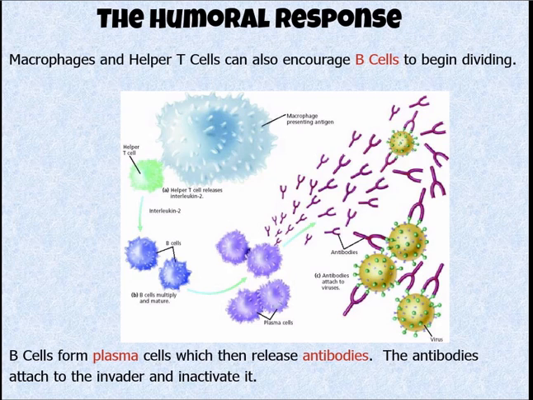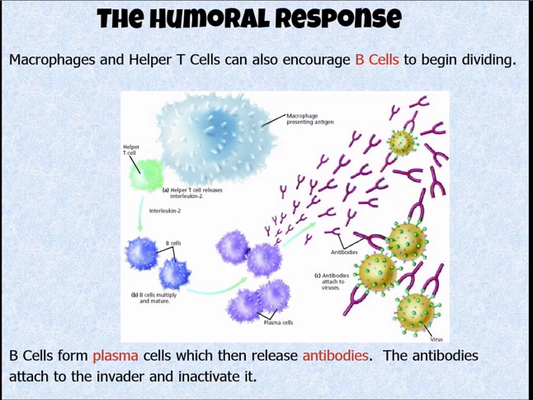So if you see in the diagram, you have B cells. The B cells form another kind of cell called a plasma cell. And these plasma cells start releasing antibodies, those Y-shaped things that are in the diagram. The antibodies then cover the virus particle. Once the virus particle is covered in antibodies, it can no longer infect a cell, and the macrophages can come along and eat it.